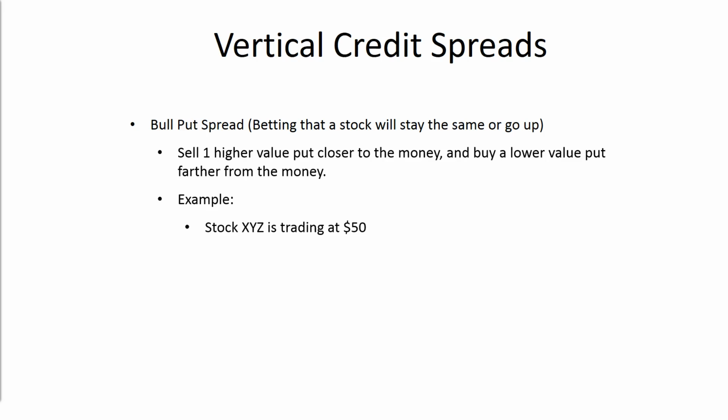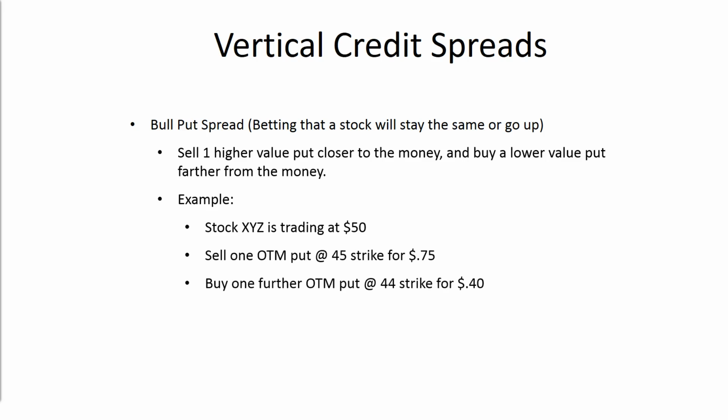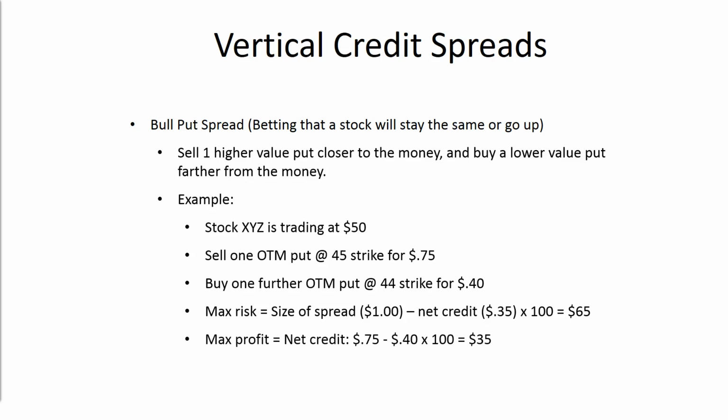So if our stock is trading at $50, we could sell one out of the money put at the 45 strike for 75 cents and buy one further out of the money put at the 44 strike for 40 cents. And so our max risk would be the size of the spread, which is the distance between our strikes of $1, minus our net credit that we received, which was 75 cents from the option that we sold, minus 40 cents from the option we bought. So that's a 35-cent net credit, times 100 because each contract controls 100 shares, so that gives us a max risk of $65. Our max profit is simply our net credit, which is 35 cents times 100 or $35.